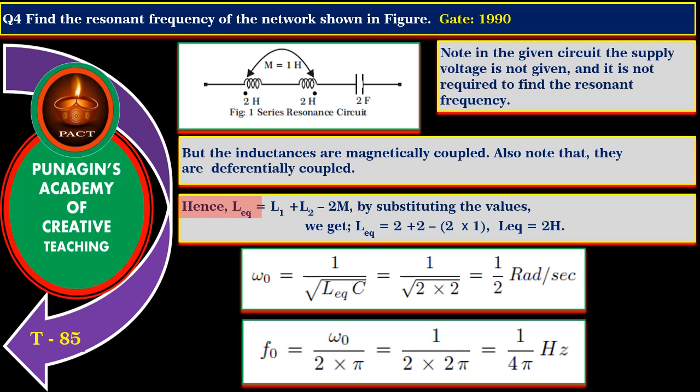Hence, L equivalent is equal to L1 plus L2 minus 2M. By substituting the values, we get L equivalent is equal to 2 henries. But we know omega naught is equal to 1 divided by square root of L equivalent into C. By substituting the values, we get omega naught is equal to half radians per second. And F naught is equal to omega naught by 2 pi. By substituting the values and solving, we get F naught is equal to 1 divided by 4 pi hertz.